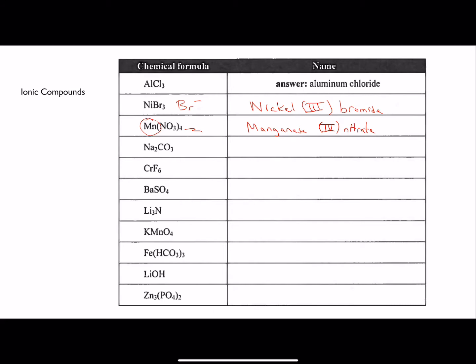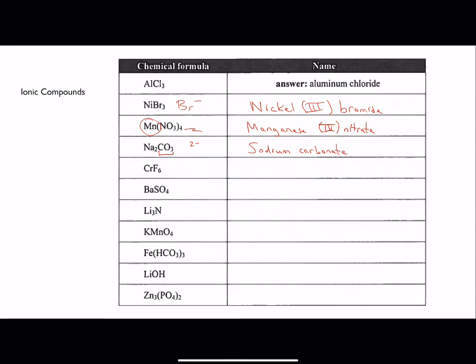The next one has carbonate as the polyatomic ion. So again, you have to be able to recognize CO3 as the carbonate ion. And the carbonate ion has a charge of 2-. And sodium is an alkali metal. It can only adopt 1 charge. So we do not have to use a Roman numeral. So this is simply sodium carbonate. So sodium carbonate for that one.